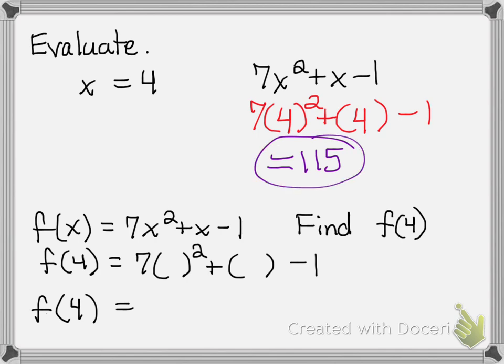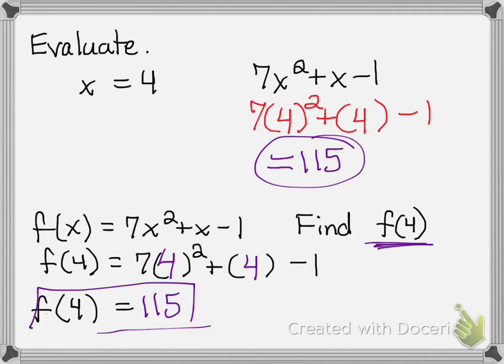Now, what I wrote on the bottom is just to let you know, whenever it's written like this, f of x equals 7x squared plus x minus 1, it's the same thing as just giving you the problem. When they say find f of 4, they're simply saying plug in 4 everywhere you see the x, and then type the whole thing in your calculator to evaluate it. So f of 4 will then equal 115. And that's it.